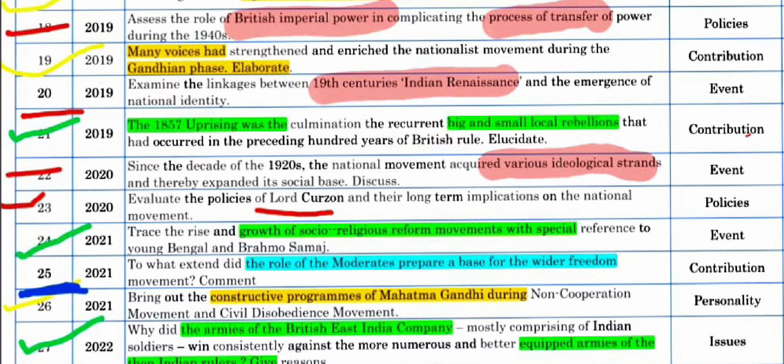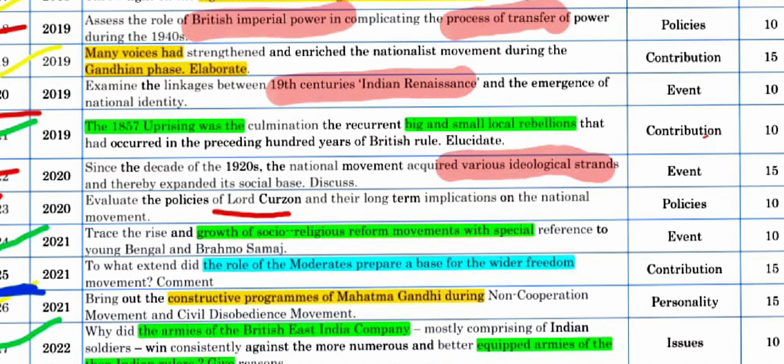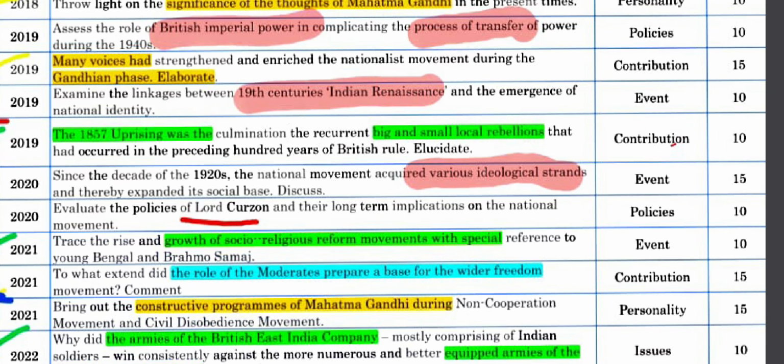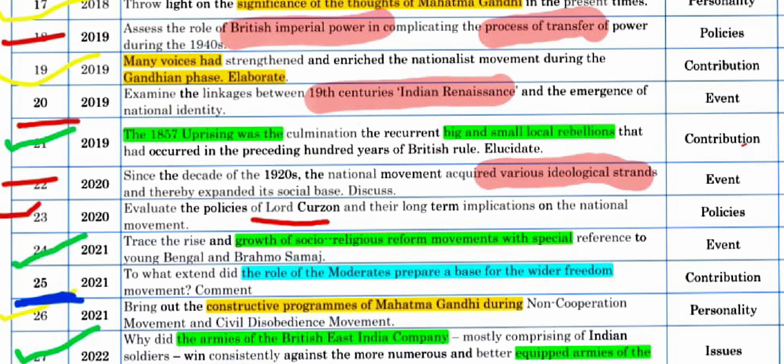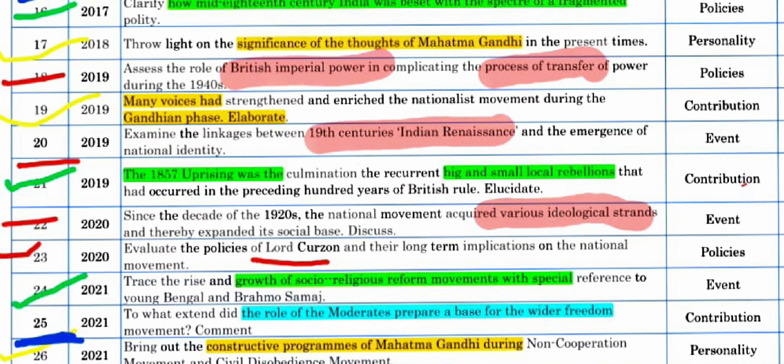Okay. Then in 2019, which is just 2 years ago, again they asked a question on Gandhi for 15 marks, and the question goes like, many voices had strengthened and enriched the nationalist movement during the Gandhian phase. Elaborate. So here you have to speak about Gandhian phase and what were the other voices that were strengthening the Gandhian phase. So somewhere related to what Gandhiji did, and who were the contributors or who were the voices that were with him and how they strengthened the national movement. Okay. So question 19, not directly on Gandhiji but linked to Gandhian phase.